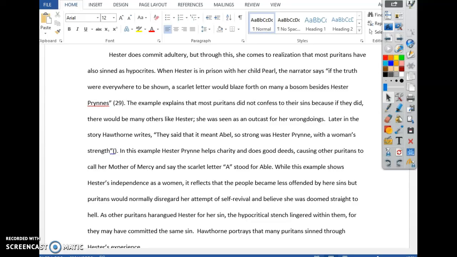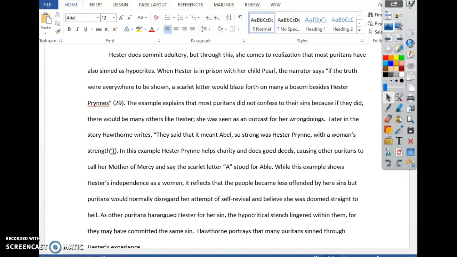Hey, AP4. I just wanted to show you some sample paragraphs from the Scarlet Letter essays so you could get an idea of what yours could look like. So again, these aren't perfect, but they are very good. I believe at least two of these got in the 90s. So I just wanted to show you a couple of things.